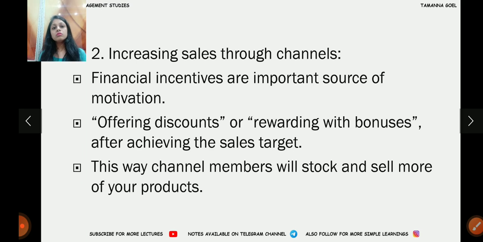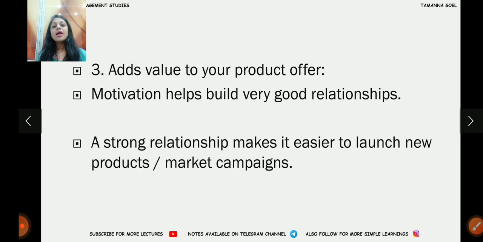Then it increases sales through channels. Of course, you can always motivate your channel members with financial incentives. You can give them discounts if they purchase the product in bulk from you, and reward them with bonuses. This way the channel members will stock more and then they will sell more. So that's how it works. It increases the sales through the channels. And it adds value to the product. Definitely, if everyone is happy being associated with you, it builds a strong relationship. It adds to the value that you're offering to the final customers.